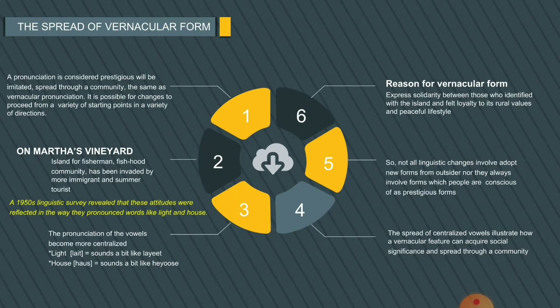A 1950s linguistic survey revealed that these attitudes were reflected in the way they pronounce words like light and house. The pronunciation of the vowel became more centralized. Light sounds a bit like light. House sounds a bit like house. The reason is that the vernacular form expressed solidarity between those who identified with the island and felt loyalty to its rural values and peaceful lifestyle.